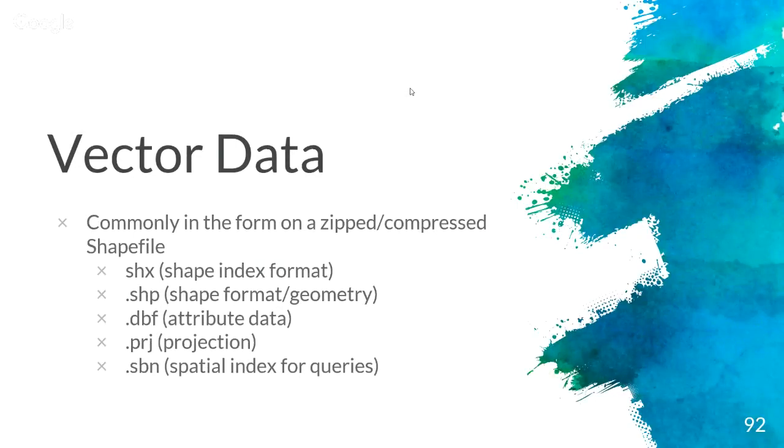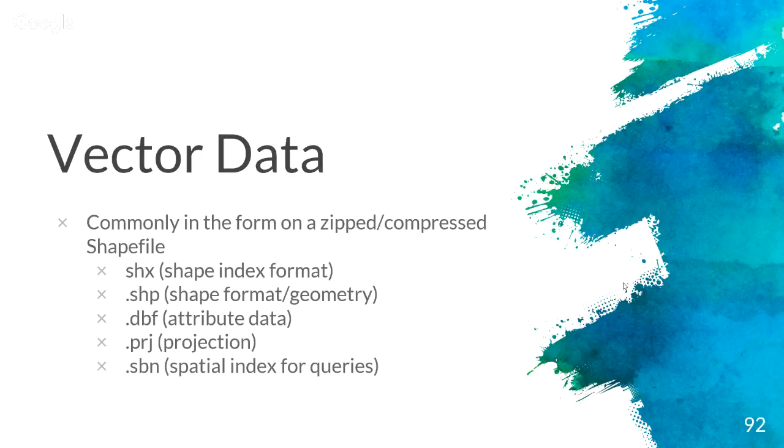To get vector data, it's very, very common that it's in the form of a zipped or compressed shapefile. In this zipped folder, you'll probably see, I think the minimum is 3, the maximum I've seen is 7 or 8 different files, like this .shp, .shx. These all have something special tied to that geographic data, so you need it all to be able to put it into a GIS.